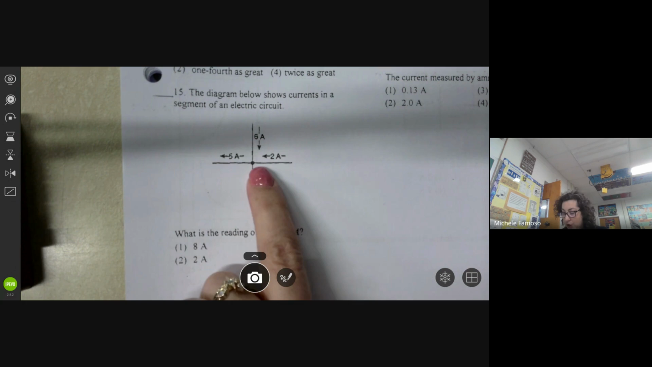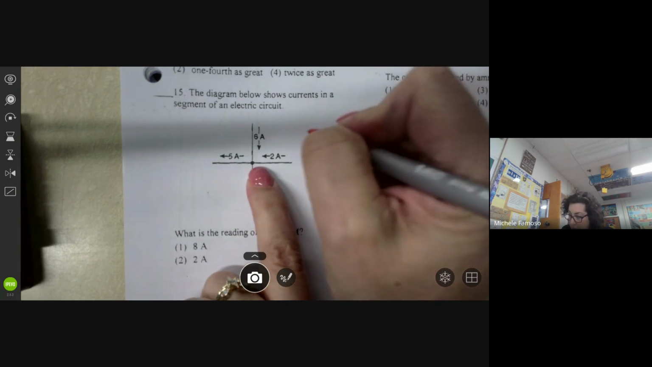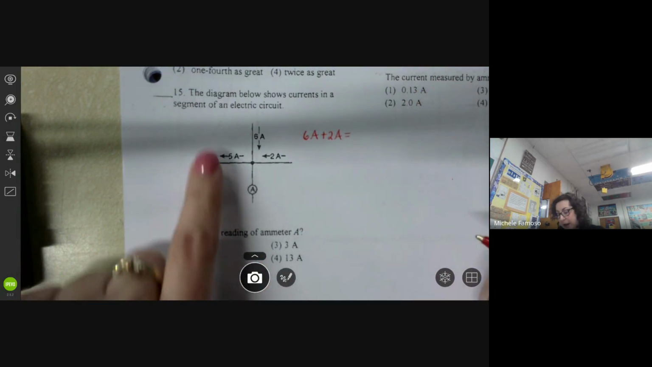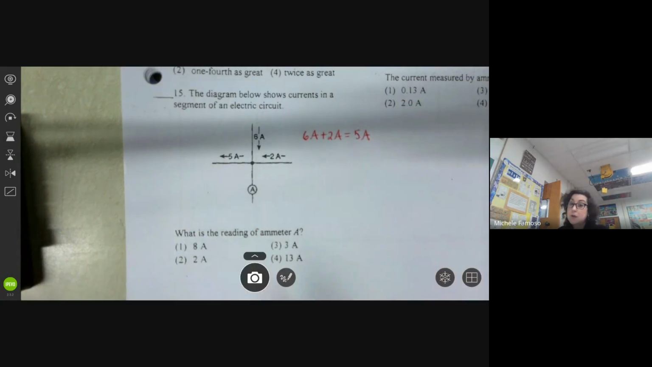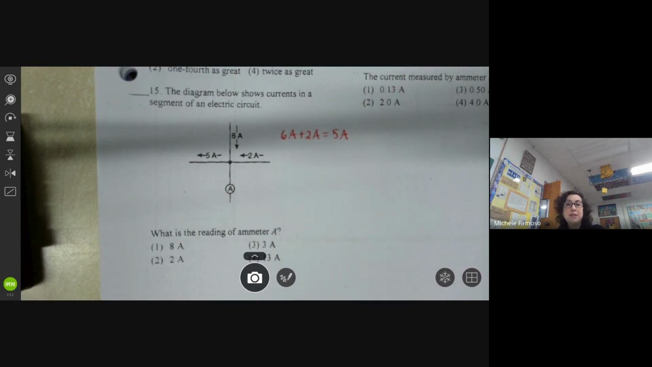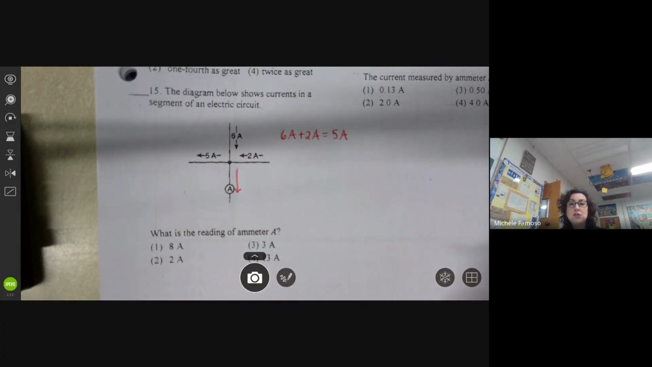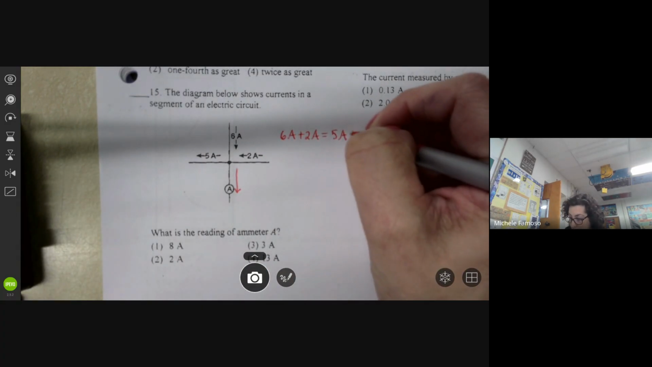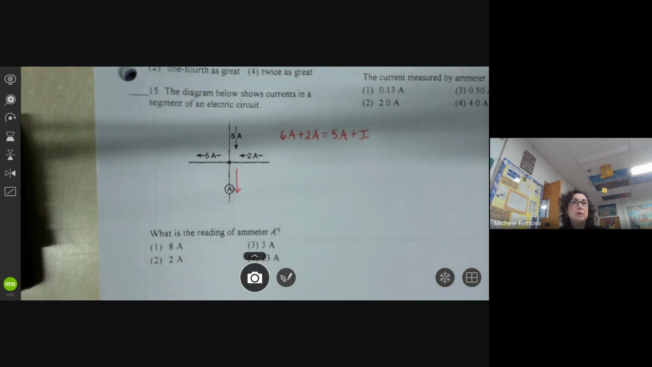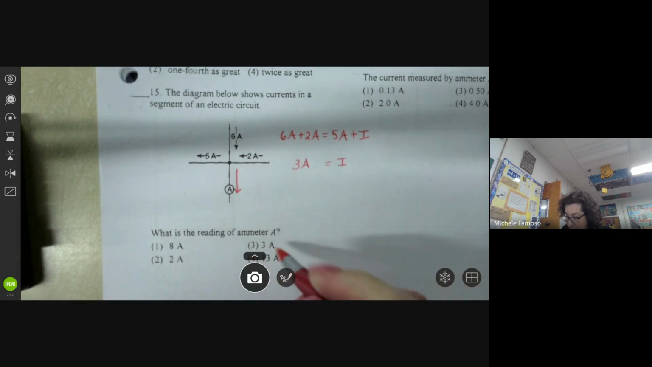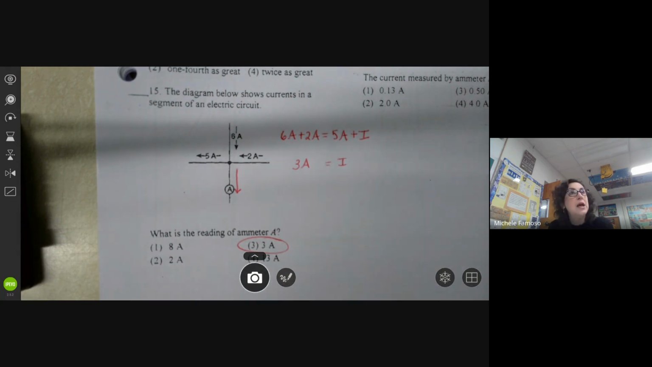Right now, I see 2 arrows going into that point. That's 6 amps and 2 amps. At the present time, I only see 5 amps coming out. This equality has to work. Right now, it doesn't, because I have 8 equals 5. I need to make that work, which means that this current is also coming out of the point. I'm going to add it to the outside of the equation, which means that that current is going to be 3 amps to make that equality work. Whatever goes in must come out.